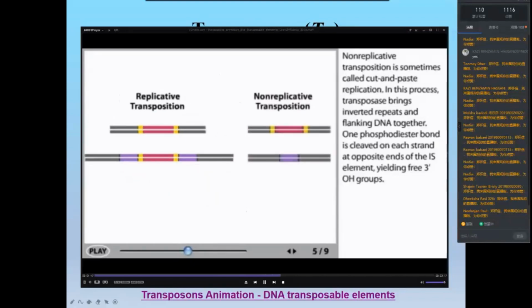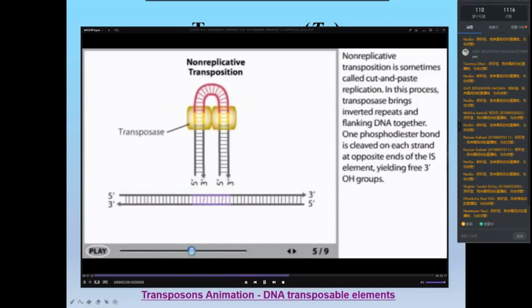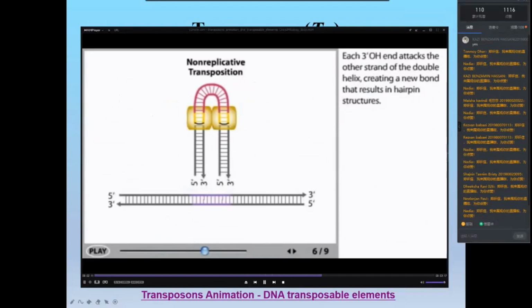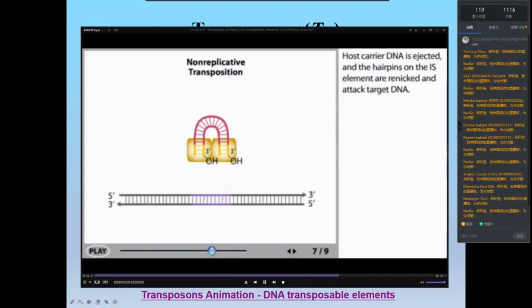Non-replicative transposition is sometimes called cut-and-paste replication. In this process, transposase brings inverted repeats and flanking DNA together. One phosphodiester bond is cleaved on each strand at opposite ends of the IS element, yielding free 3' OH groups. Each 3' OH end attacks the other strand of the double helix, creating a new bond that results in hairpin structures. Host carrier DNA is ejected, and the hairpins on the IS element are re-nicked and attack target DNA.